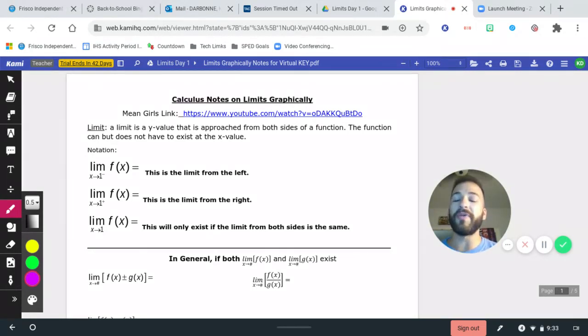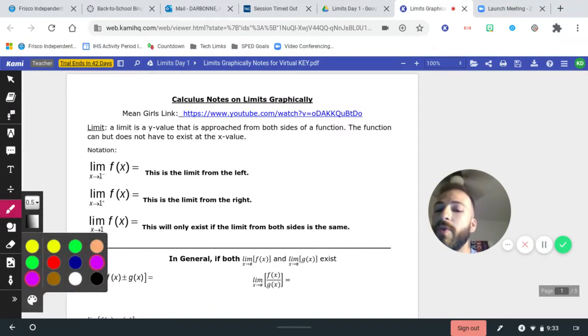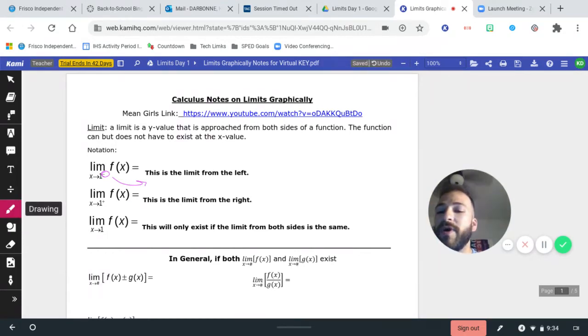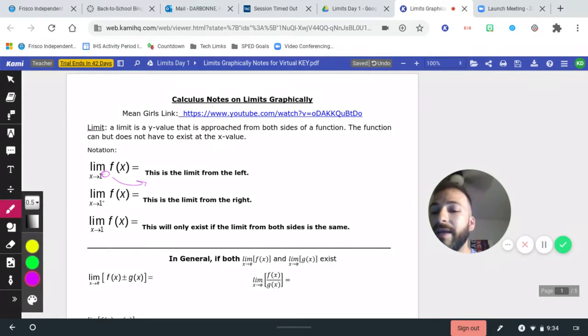So to help evaluate this, sometimes we actually look at the limit from the left side or from the right side. So the limit as x approaches 1 with this little negative, this doesn't mean -1, but it means the limit from the left. Likewise, the limit as x approaches 1 from the positive. It's not +1. It means from the right.